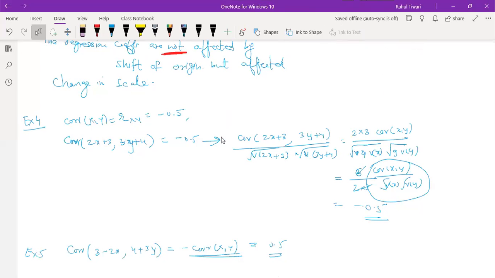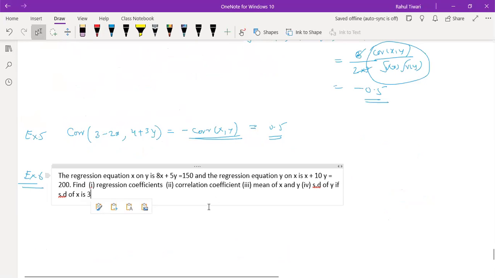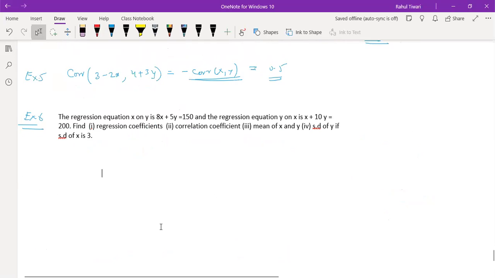And 5. Let's take example number 6. Let's take this one. This is my question. Understand, students, first. What is given to you?